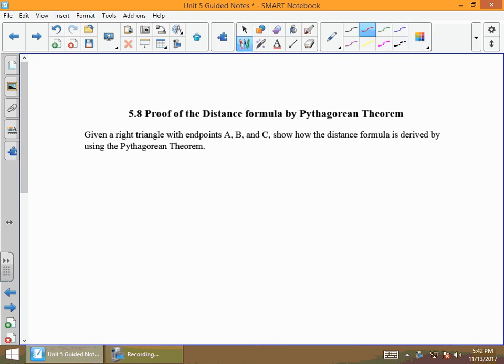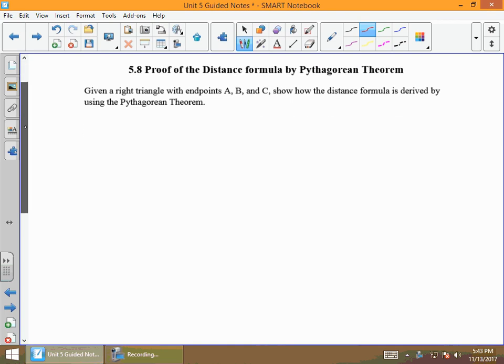Lamb coming to you with learning target number 8, being able to prove the distance formula by way of the Pythagorean theorem. And this is what you're going to need to be able to do. I'm just going to have you come up and explain the proof to me, and you're going to have to be able to recite this proof back.